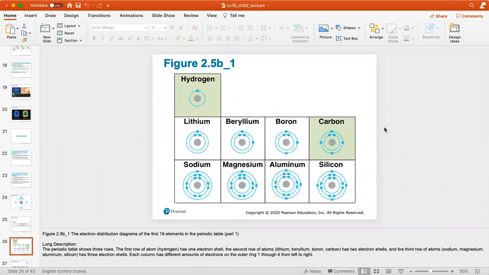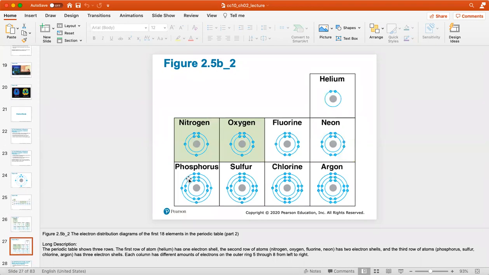Here's more of the electron distribution diagrams. The periodic table again shows 3 rows. The first row, hydrogen, has 1 electron shell. The second row of atoms has 2 electron shells, so 2 blue circles. And the third row of atoms has 3 electron shells, so 3 rings of blue. And then this is the other half of the table. Each column then has different amounts of electrons in the outer ring, 5 through 8 from left to right. So these will have 1, 2, 3, 4, 5 electrons in its outermost blue ring. This column, column 6, will have 6 electrons in the outer shell, then 7, and then 8.